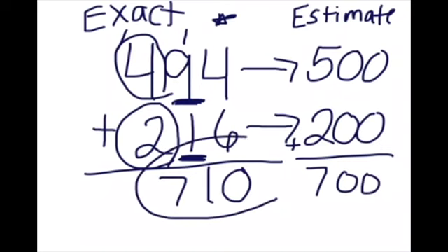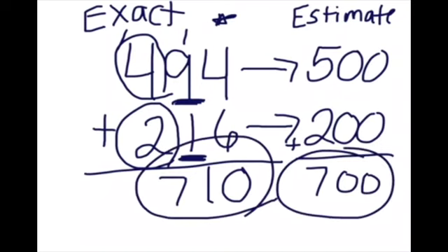So are those two numbers, or two sums that we have, reasonable? Are they close to each other? Yes. Our exact answer and our estimate are only 10 away from each other. So yes, that is reasonable.